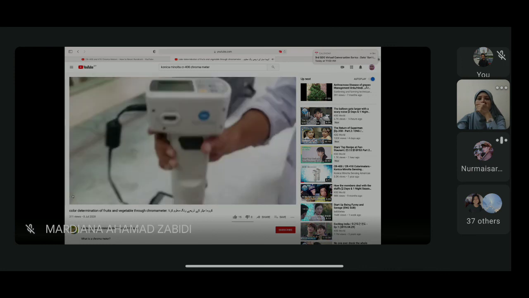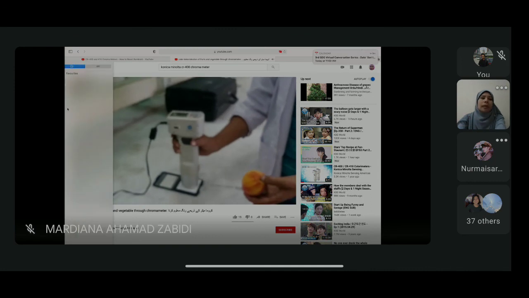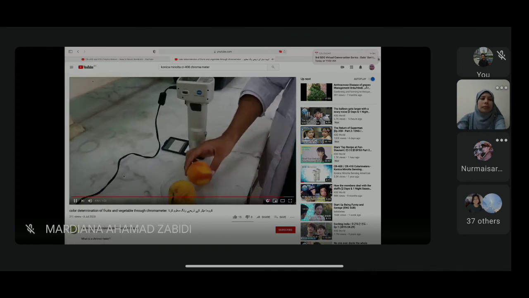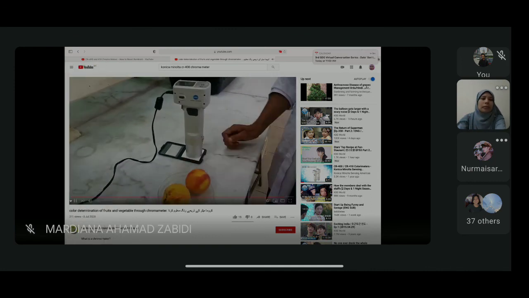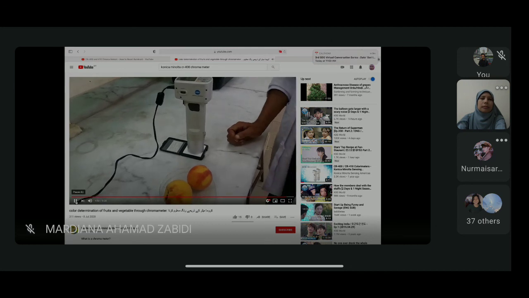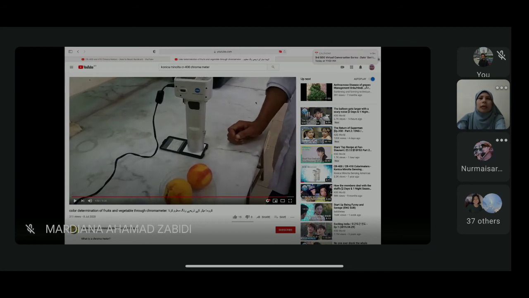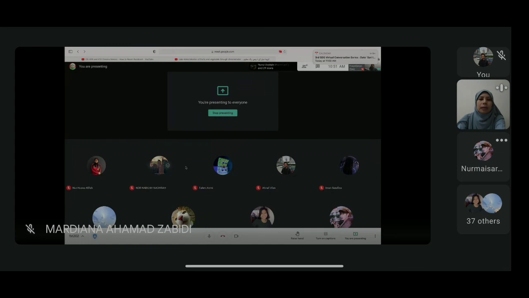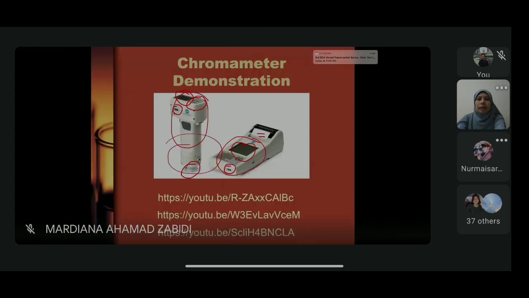Positif lebih ke arah. Okay, so itu je lah demonstrationnya. If you have later, nanti, opportunity to use this chromameter, boleh gunalah, boleh try.